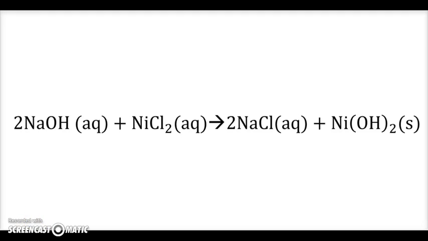The products formed were nickel hydroxide and sodium chloride, and in order to balance this equation, there needed to be 2 moles of sodium hydroxide and 2 moles of sodium chloride. When we look at the balanced chemical equation, it is clear that the precipitate formed was nickel hydroxide because this compound is insoluble according to solubility rules. We also know that sodium chloride is aqueous, so we know that there are sodium and chlorine ions floating around in the remaining solution.